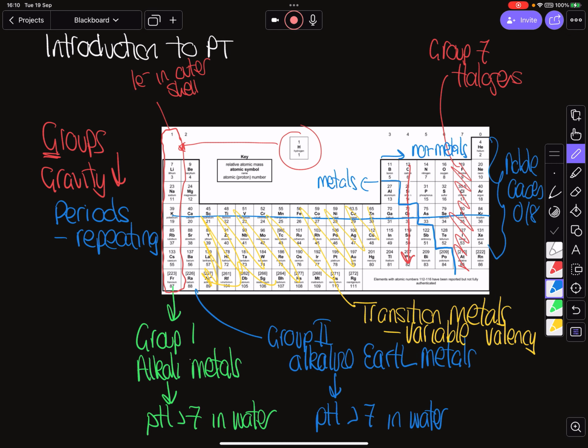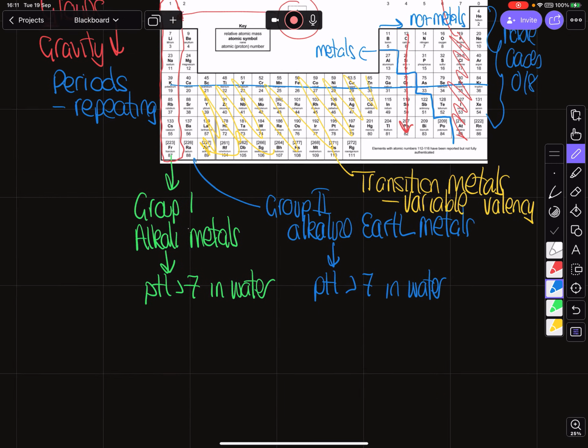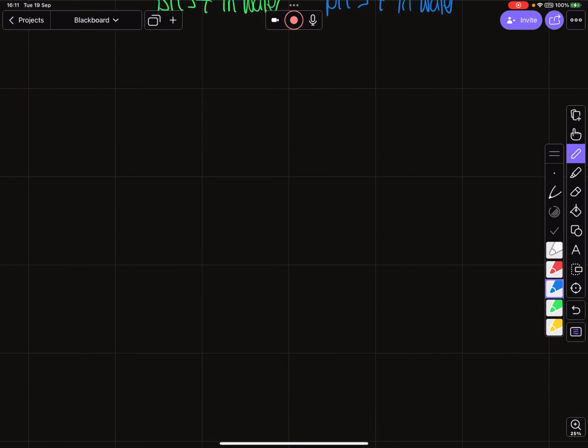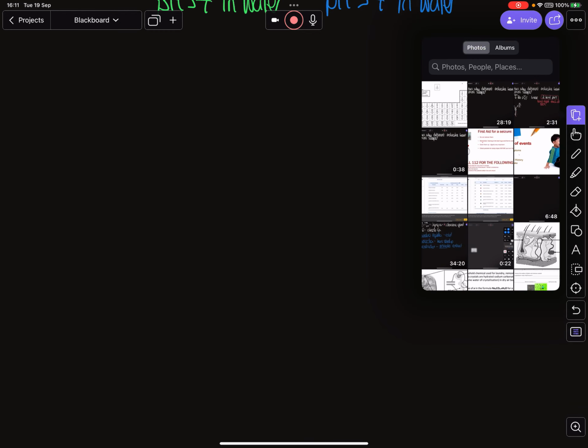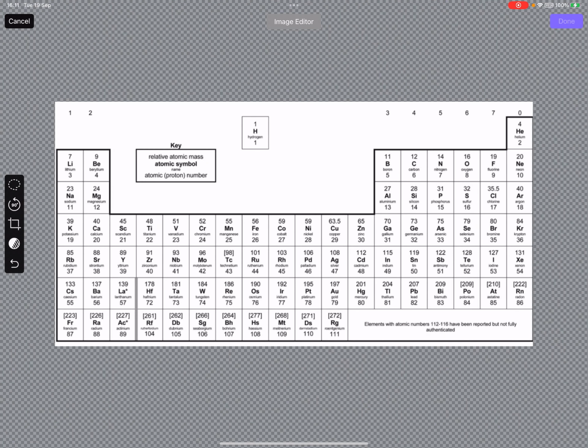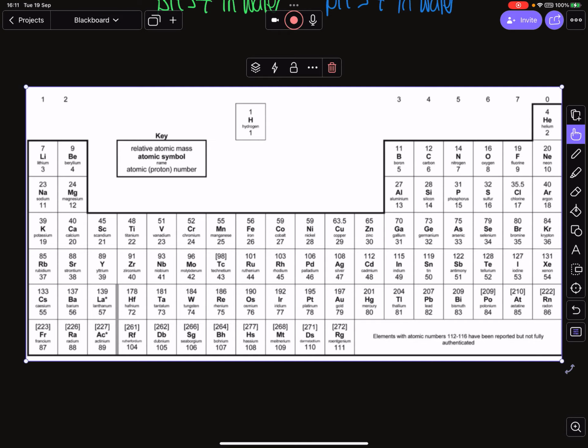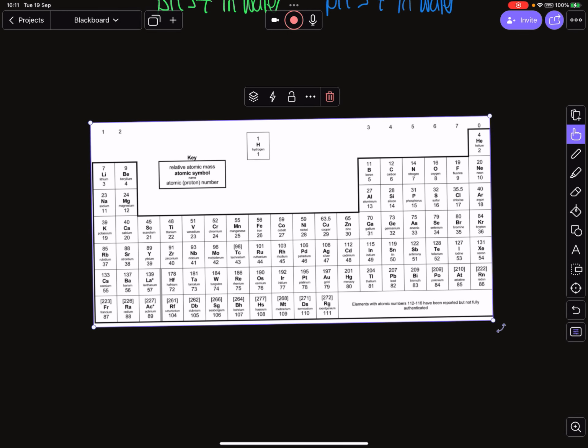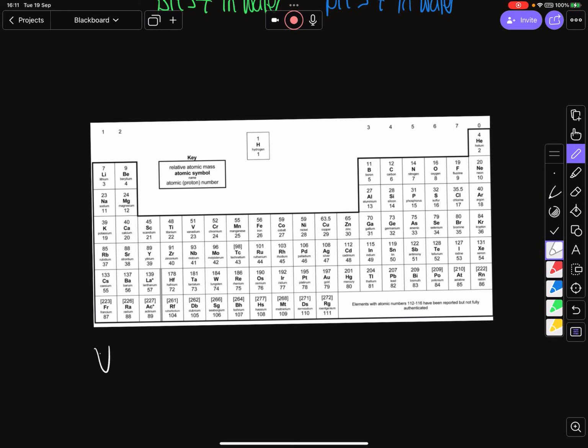So we had this word valency already. I'm going to scoot down, and we're going to put in very quickly another one. Okay, we talked about valency. So valency is the number of electrons that an atom has to lose or gain to get a full outer shell.